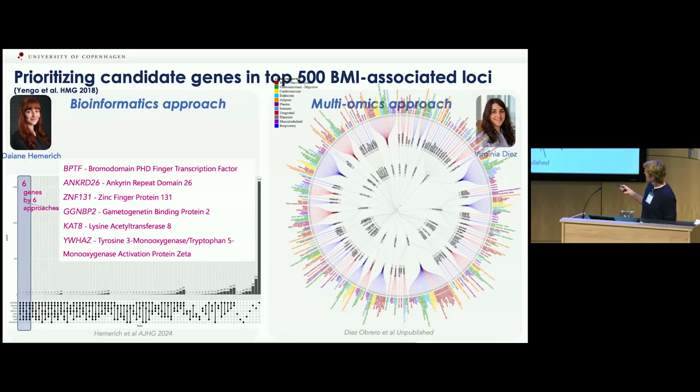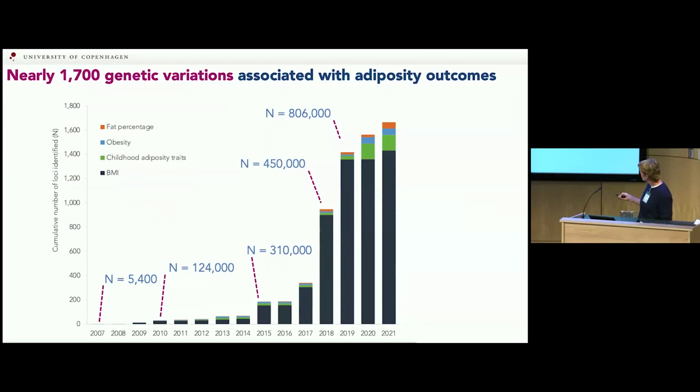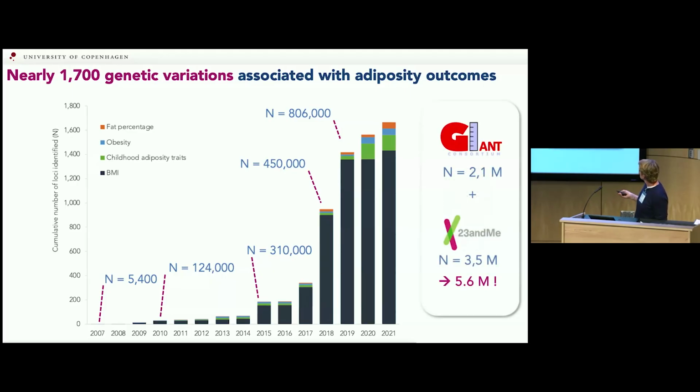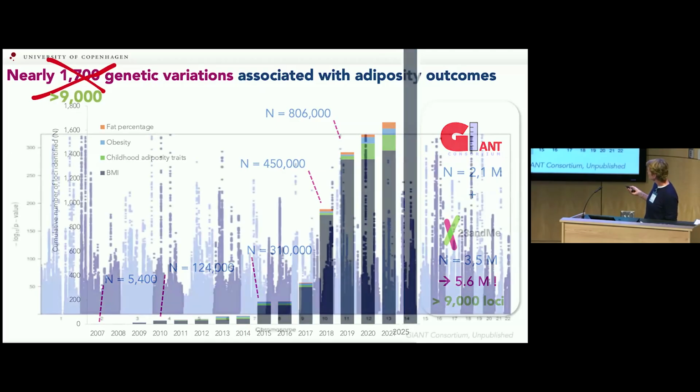But that's coming up, because what's next is actually what the GIANT consortium has been working on. I haven't updated this plot since 2021, and that's not because I've been lazy, but it's mostly because there haven't been that many new discovery studies. The GIANT consortium has been working on a meta-analysis. GIANT itself combined the data of 2.1 million individuals and then collaborated with 23andMe. So now we have a meta-analysis of 5.6 million people, and now we have really 9,000 loci that we have identified, and the Manhattan plot looks like this.